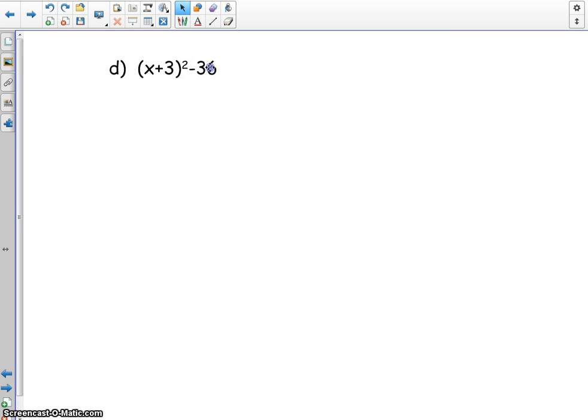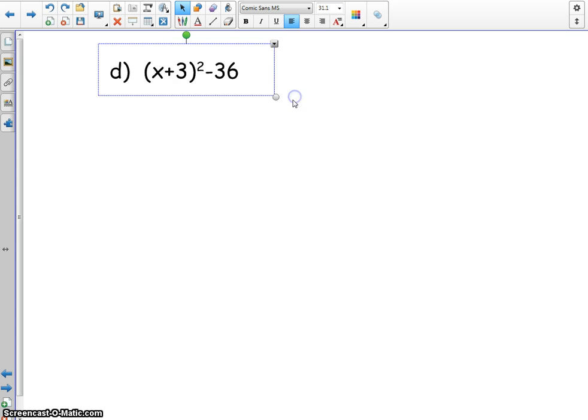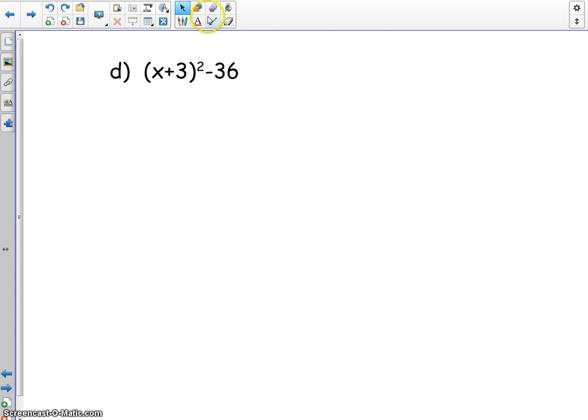So what makes this a bit more complicated to work with is the presence of this (x + 3)². So it would be nice if it wasn't there. So why don't we just replace the (x + 3)² with a different variable. Let's say a. So let a be equal to x + 3. Okay, and that's something we're allowed to do.